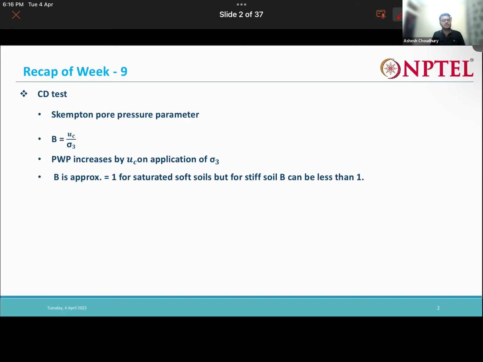After this consolidation stage, we start applying the deviator stress. We keep increasing it to some extent, and after that we will see that the soil has failed. That point will give my failure deviator stress. So for, say, sigma 3 equal to 1, you will get some value of deviator stress like that.